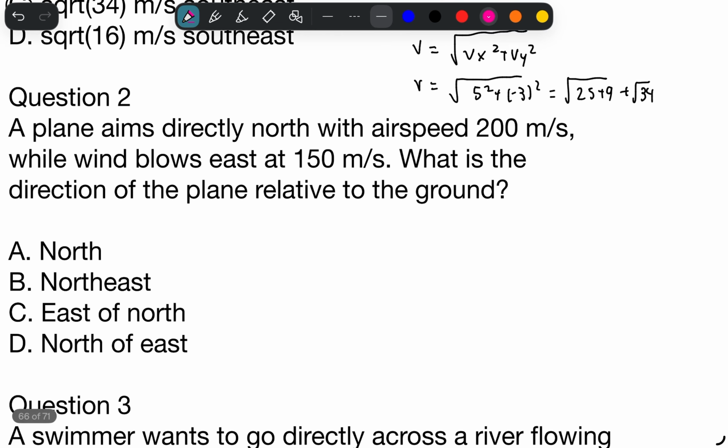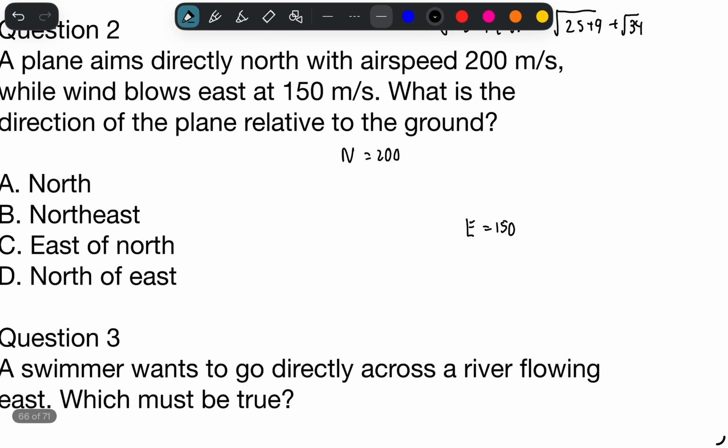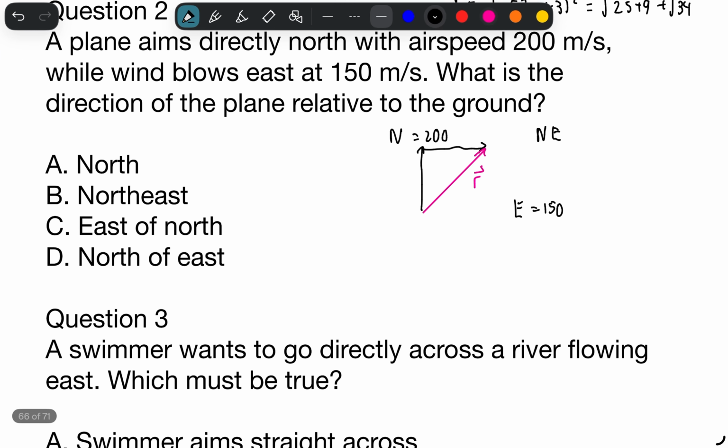A plane aims directly north with an airspeed of 200 meters per second, while wind blows east at 150 meters per second. What is the direction of the plane relative to the ground? Well, we're going to have components. In the north direction, we're going to have 200. In the east direction, we're going to have 150. Since we have both components, we know our resultant is going to be diagonal, in the northeast direction. So first, we have up 200, and then this way. Our resultant vector is going to be this. Now, how can we find the direction? Well, our direction is going to be northeast.